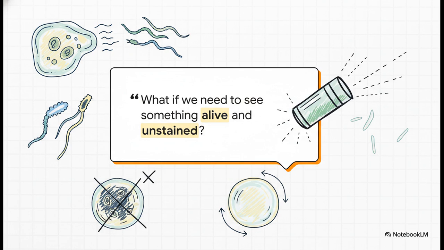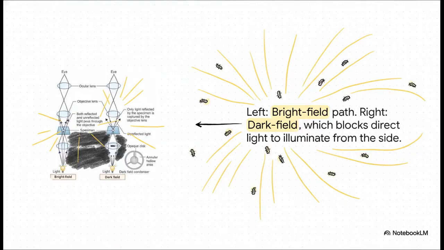So what do you do if you need to watch a living, moving thing, especially if it's really thin and hard to spot? This is the brilliant idea behind the dark field microscope. Take a look at the light path on the right. There's a special little disc that blocks the direct light coming from underneath. So the only light that gets into the lens is the light that actually bounces off the edges of your specimen. And what you get is amazing, a brightly glowing object on a pitch black background.